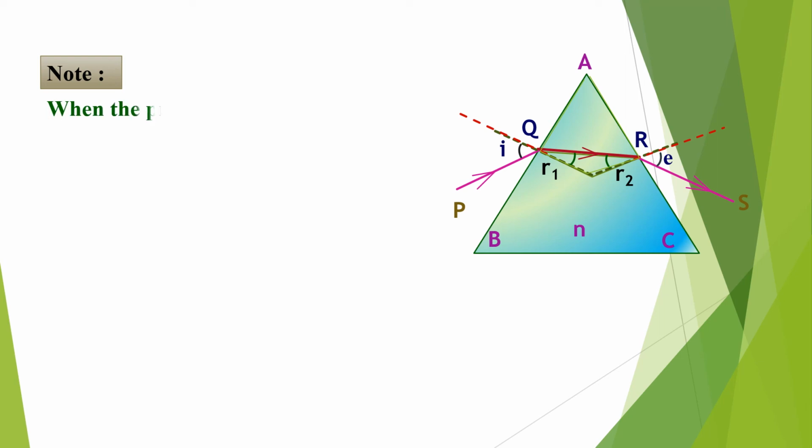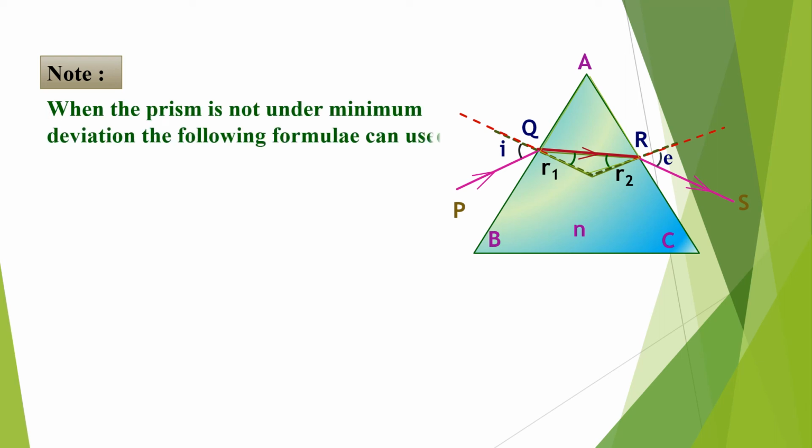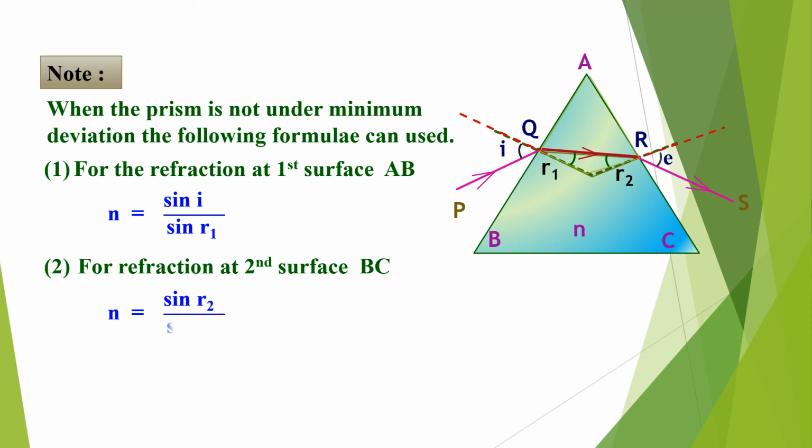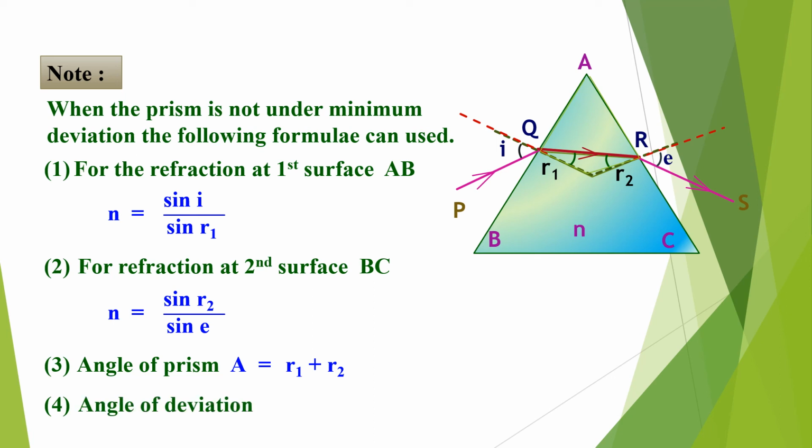Note, when the prism is not under minimum deviation, the following formula can be used. First one, for the refraction at a first surface AB, n is equal to sin I divided by sin R1. Second one, for the refraction at a second surface BC, n is equal to sin R2 divided by sin E. Third one, angle of prism A is equal to R1 plus R2. And fourth one, angle of deviation delta is equal to I plus E minus A.